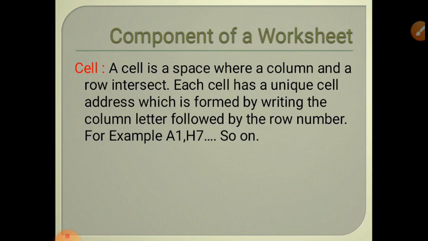Now a cell. A cell is a space where a column and a row intersect. It means it is a combination of one row and one column. Each cell has a unique cell address, which is written as the column letter followed by the row number, just like A1. A1 means the first cell of our worksheet.